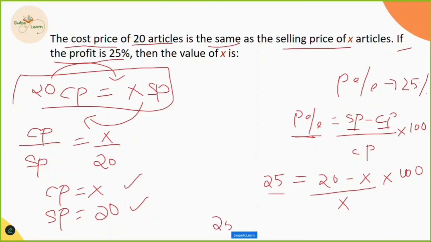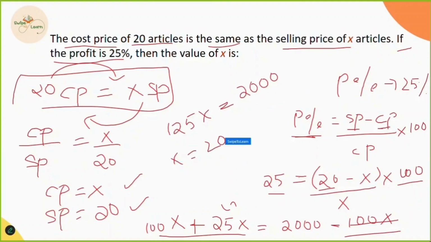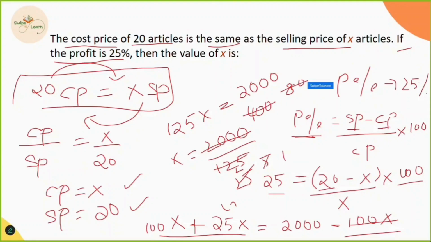Okay, that means that 25X equals, by multiplication here, 20 into 100, which becomes 2000 minus 100X. When this minus 100X goes to the positive side, it becomes plus 100X. So 100X plus 25X becomes 125X equal to 2000. Now X equals 2000 divided by 125. When cancelling, 5 2s are 10 and 2 is the remainder. 5 5s are 25 and 5 4s are 20, 2 zeros. And again 5 5s are 25, 5 8s are 40 and 0. Again 5 1s are 5, 5 1s are 5 and 3 is the remainder. 5 6s are 30. So 16 is the value of X.